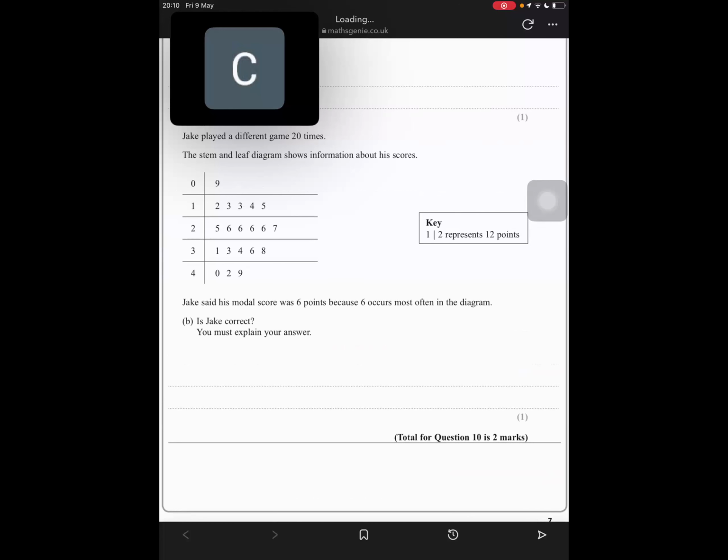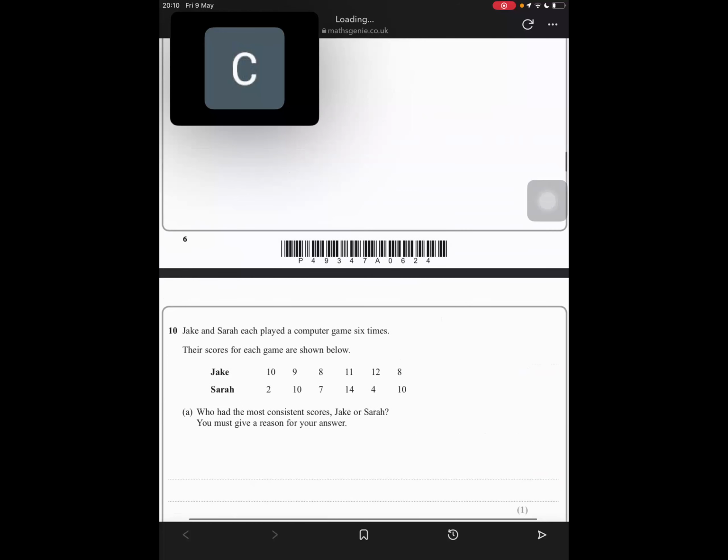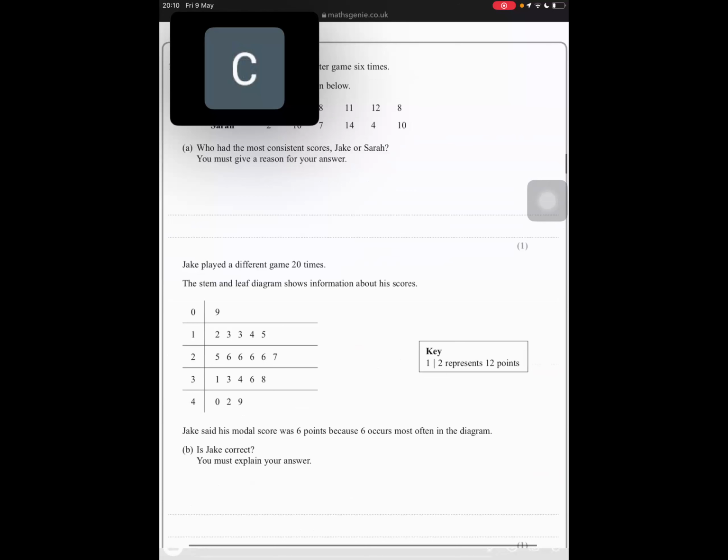Okay. I think you did very well with this key diagram. It says Jake played a different game, and it's about modal score. Okay, you can handle that one. Jake said his modal score was 6 points because six occurs most often in the diagram. Is Jake correct?